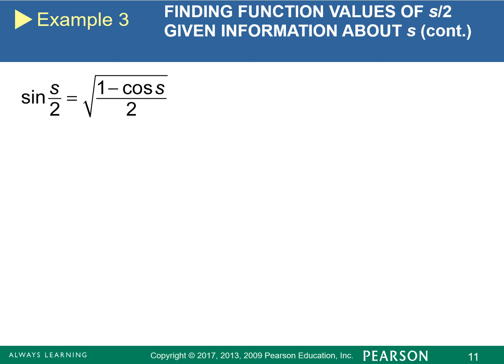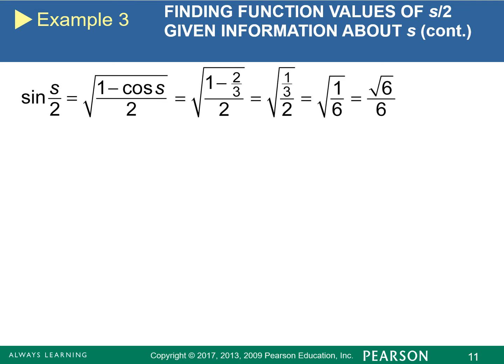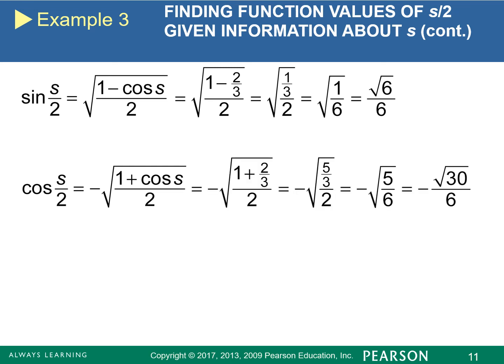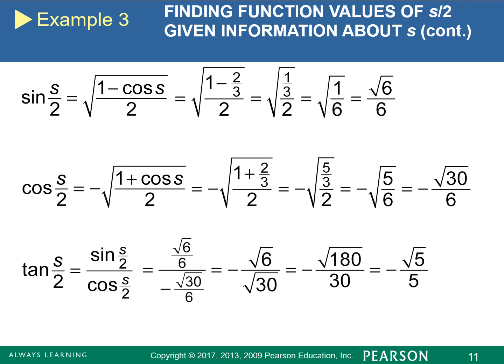Using sine of s over 2 is equal to the square root of (1 minus cosine of s) over 2, substituting in my numbers for cosine of s and simplifying algebraically, I get sine of s over 2 is the square root of 6 over 6. Cosine of s over 2 is minus the square root of (1 plus cosine s) over 2. Substituting in my values and simplifying, I get cosine of s over 2 is minus the square root of 30 over 6. And tan s over 2, the easiest way to do this one is sine of s over 2 divided by cosine of s over 2. Substituting in my values, I get minus the square root of 5 over 5.